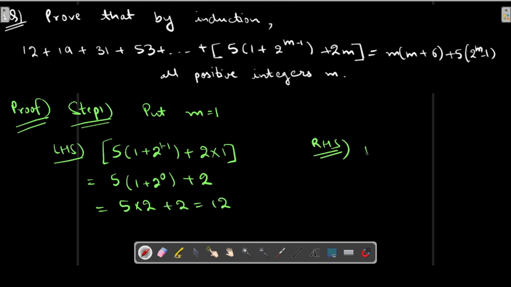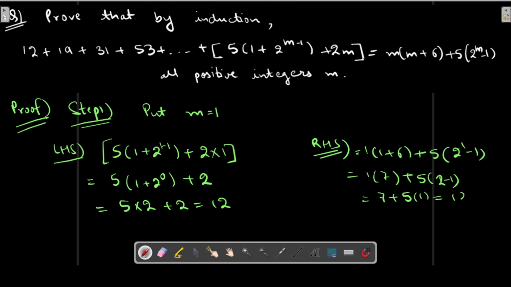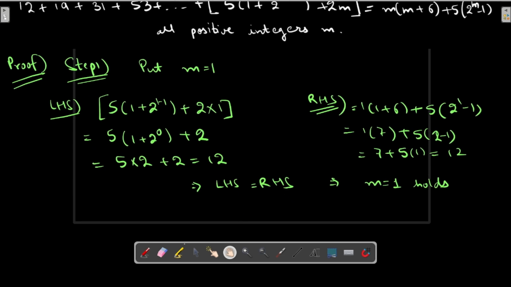Here you put m is equal to 1. So it's (1 plus 1) times (6 plus 5 times (2 to the power of 1 minus 1)). So it's 7 plus 5 times 1. So that is equal to 12. That gives us LHS is equal to RHS. This implies the statement holds for m is equal to 1. Fine. Now let's go ahead.